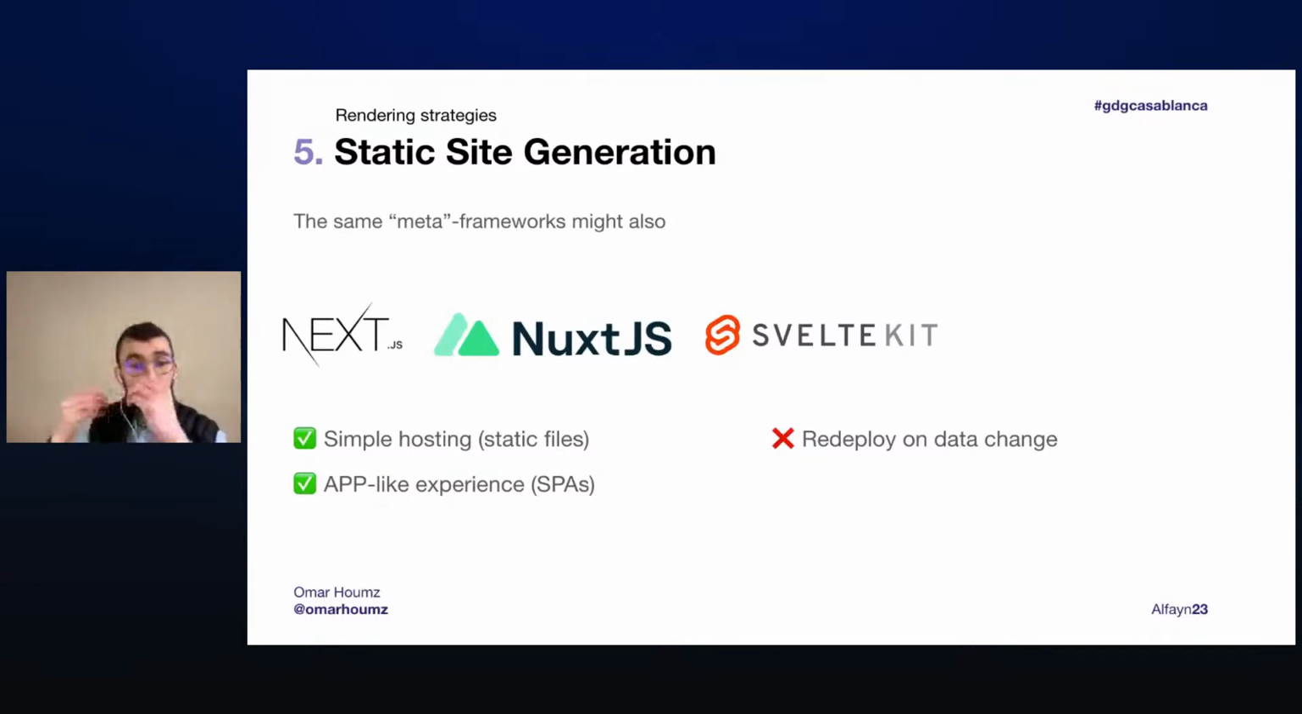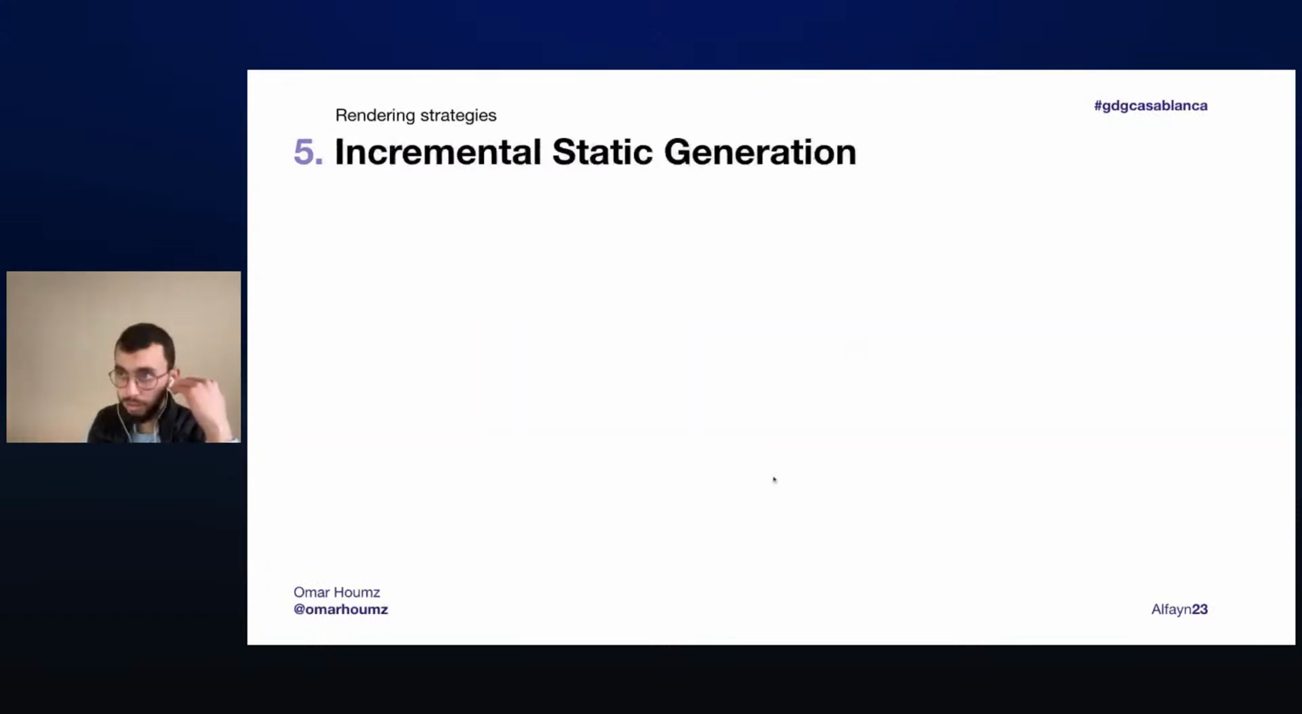To resolve this issue or challenge of redeploying on data changes, for now I only know Next.js, or Vercel to be precise, does this incremental static generation. It's like static generation, but on data changes we revalidate that generation after a period of time.